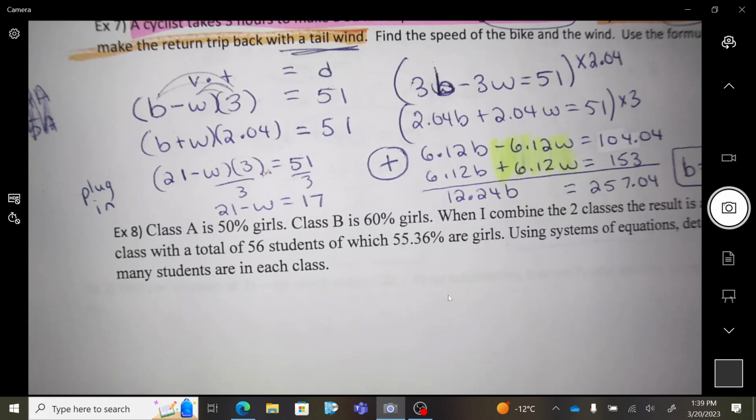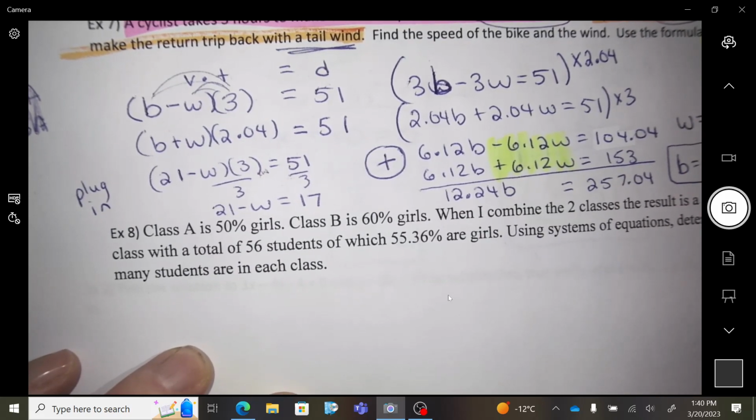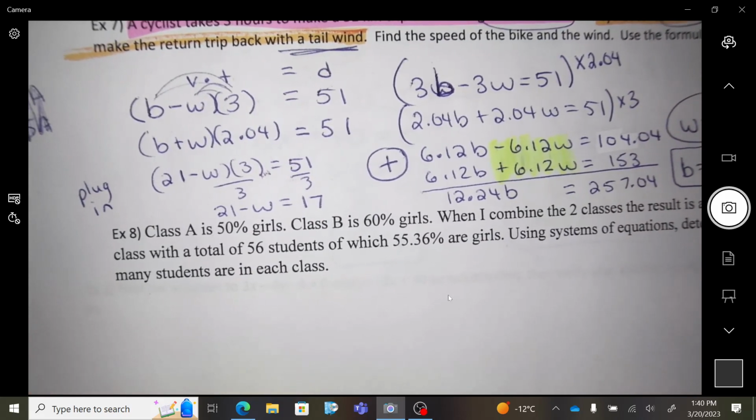21 minus what? What makes sense to you in the real world? 21 minus what makes 17? 4. The wind speed is 4 kilometers per hour. Does that make sense in the real world?